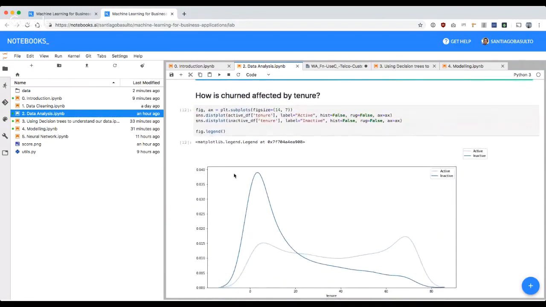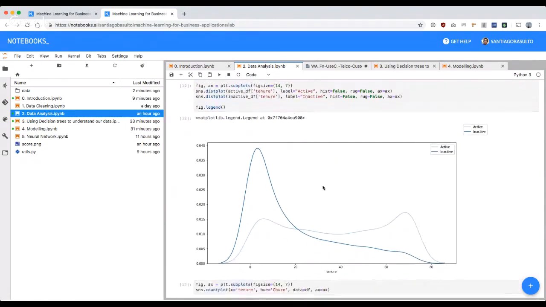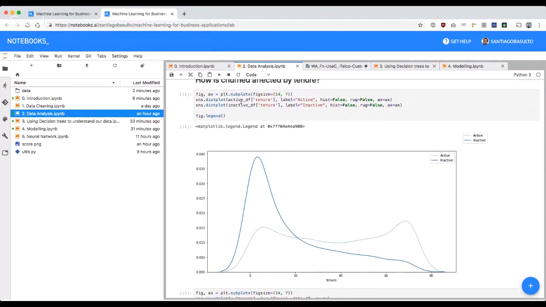How is churn affected by tenure? What's the distribution of those customers that are both active and inactive? In dark blue, we're going to find those inactive customers, those customers that have left, churn equals true. It seems like when people leave, they're going to leave pretty early on in the service. This is a very important takeaway.